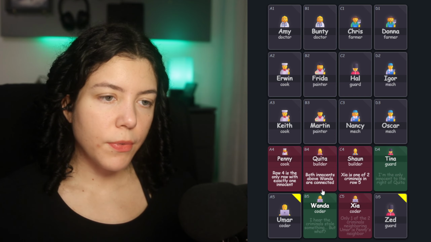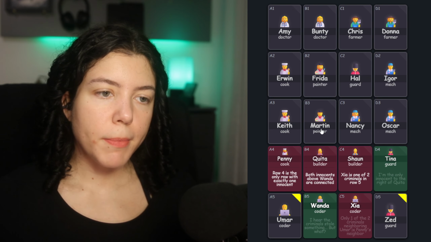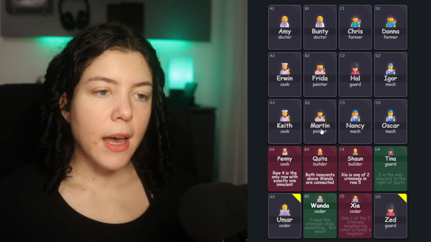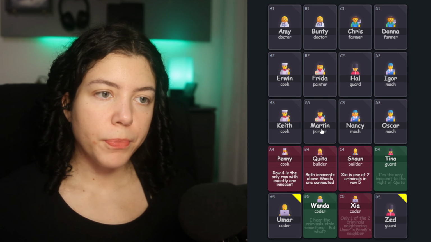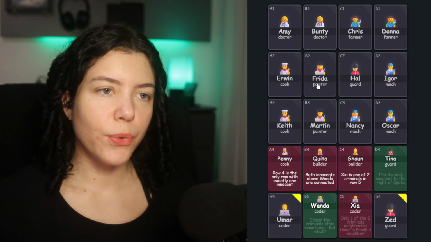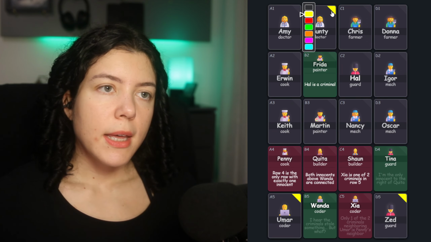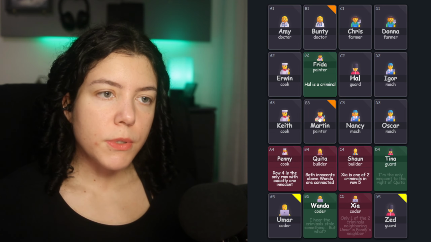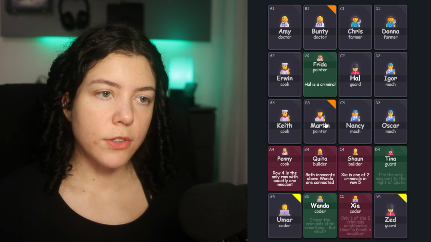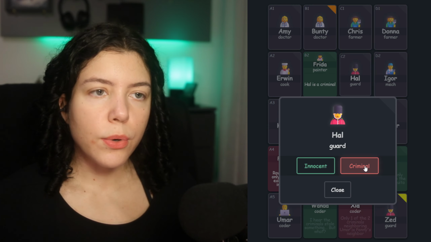Now Kita says that both innocents above Wanda are connected. Kita is above Wanda, and besides her, there's 3 more people above Wanda. 2 of those 3 have to be innocents, and one of them is the only one connected to any of the other 2. So Frida is the only one connected to any of the other people above Wanda who could be innocents, and Frida has to be one of those. That now makes Bunty and Martin opposites because one of them, who is connected to Frida, is going to be the last innocent above Wanda. Now we don't need Kita's clue anymore because of the tags, and Frida tells us straight up that Hall is a criminal.